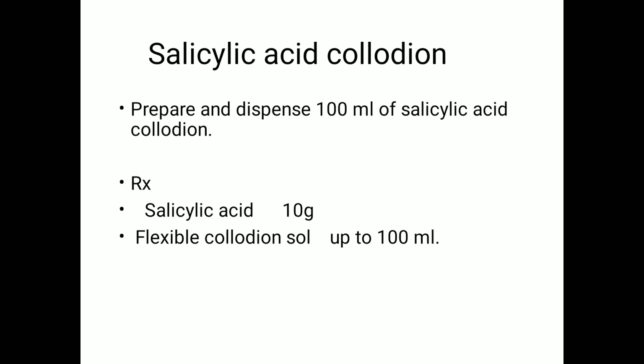Next one, salicylic acid collodion. Prepare and dispense 100 ml of salicylic acid collodion. The ingredients required are salicylic acid 10 grams and flexible collodion solution up to 100 ml. The procedure is to weigh the required quantity of salicylic acid, 10 grams, dissolve it in flexible collodion solution, and make up to the required quantity using flexible collodion.